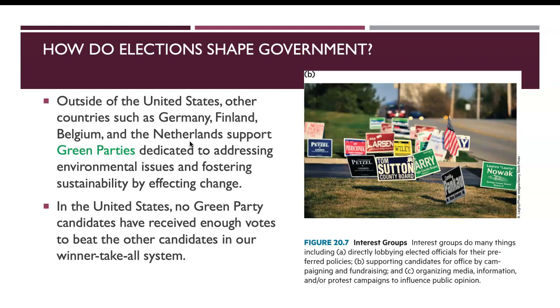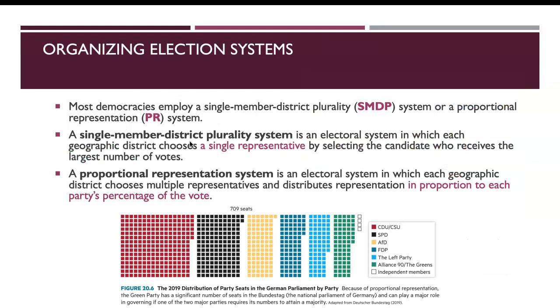How do elections shape government? Some countries have green parties, and they have quite an amount of power. In the United States, no Green Party candidates have received enough votes to beat the other candidates in our winner-take-all system. So for the election system in government, most democracies employ a single-member district plurality system or a proportional representation system. In Germany, you can see the Green Party has some seats, but this does not happen in the United States.